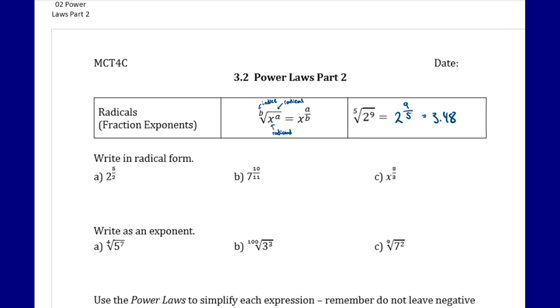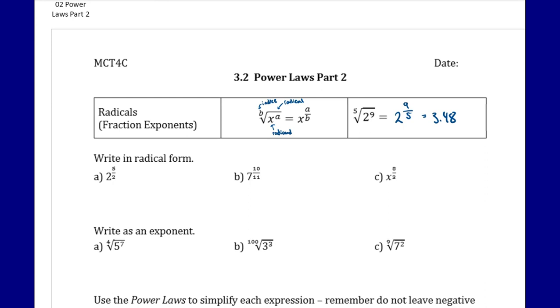Basically, the fifth root, remember, is similar to the square root. Fifth root just means a number multiplied by itself 5 times gives us a value. So something times itself 5 times equals whatever 2 to the power of 9 is.